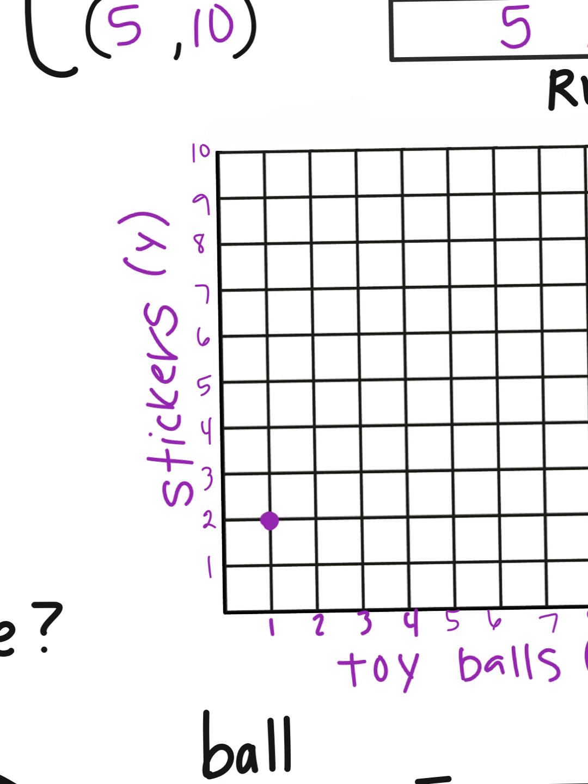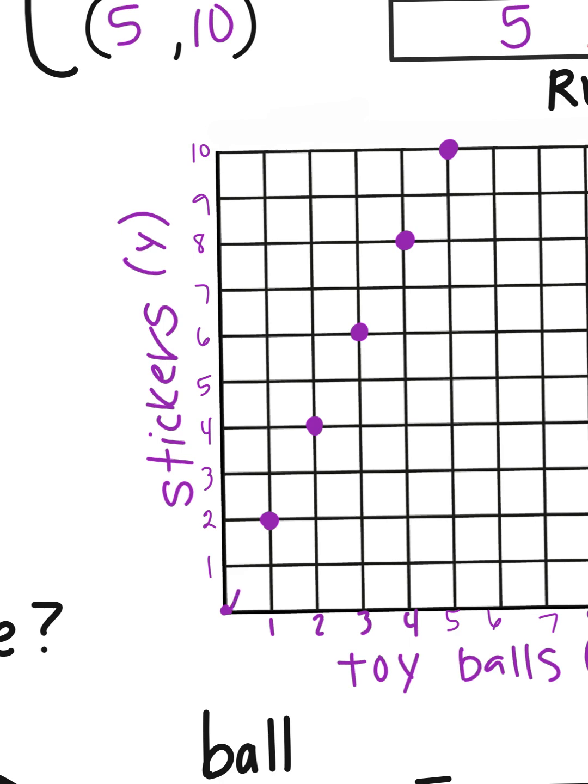Then I'm going to plot my next point, 2, 4. So I go over 2, up 4. My third point is going to be over 3, up 6, then over 4, up 8, and over 5, up 10. Now I'm going to connect all of those points together, starting at 0, because if I don't buy any toy balls, I can't earn any free stickers.